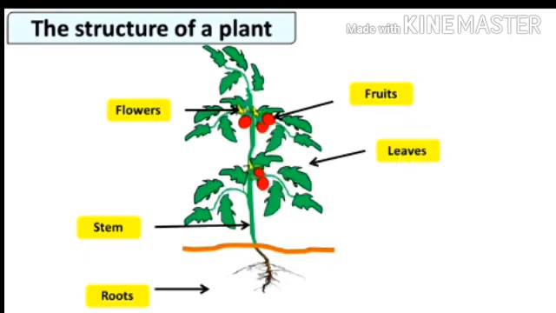Roots are present under the ground, and stems are growing above the ground. Leaves are on the stems only. Then there is a growth of flowers, and after that flowers convert into fruits. In this lesson we have to study the detailed parts, the detailed study of parts of a plant. So let's start with the root.